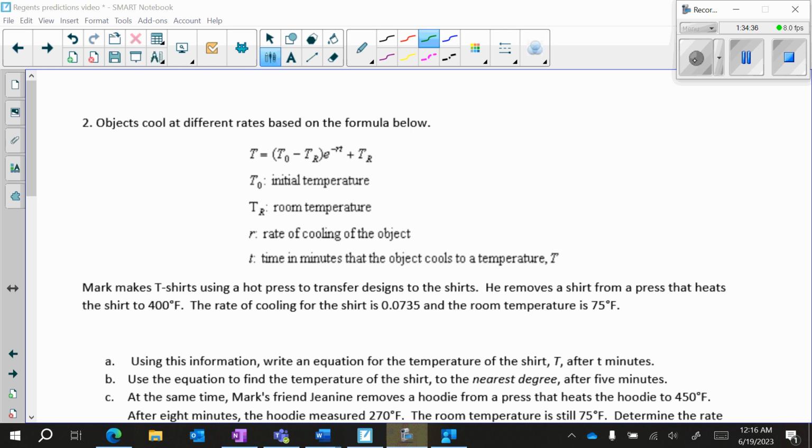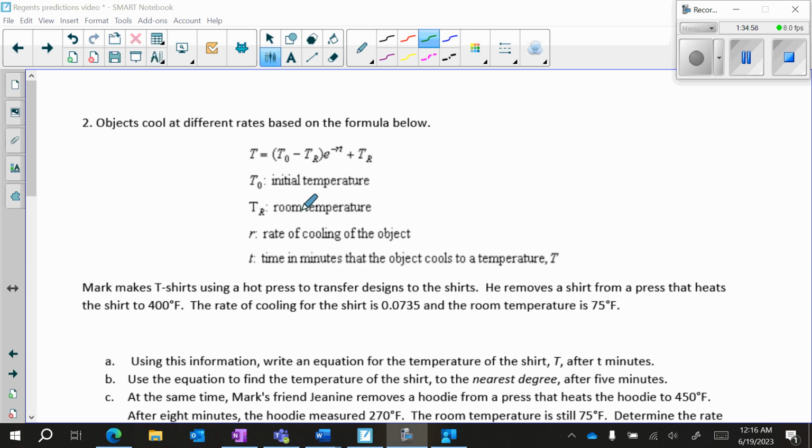Now, let's say you get a mortgage question or one like this where you have a crazier looking equation. I don't want you to panic because you can do this. It's just a lot of words. You just have to read what everything stands for, underline the key information, and then substitute. So they have an initial temperature, T sub-zero, a room temperature, a rate, and time, and all this good stuff.